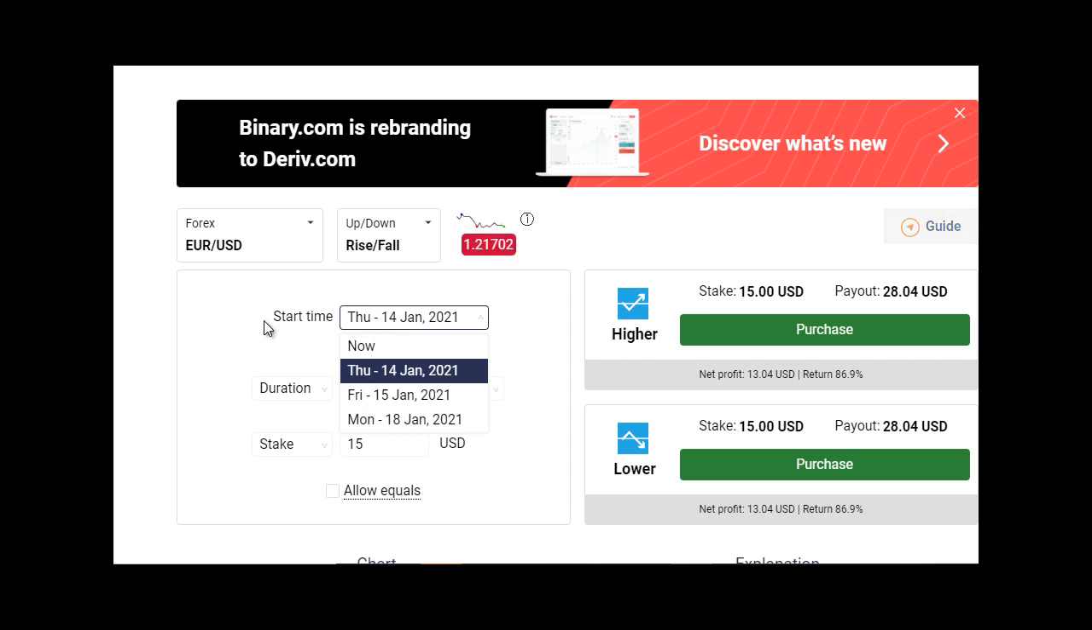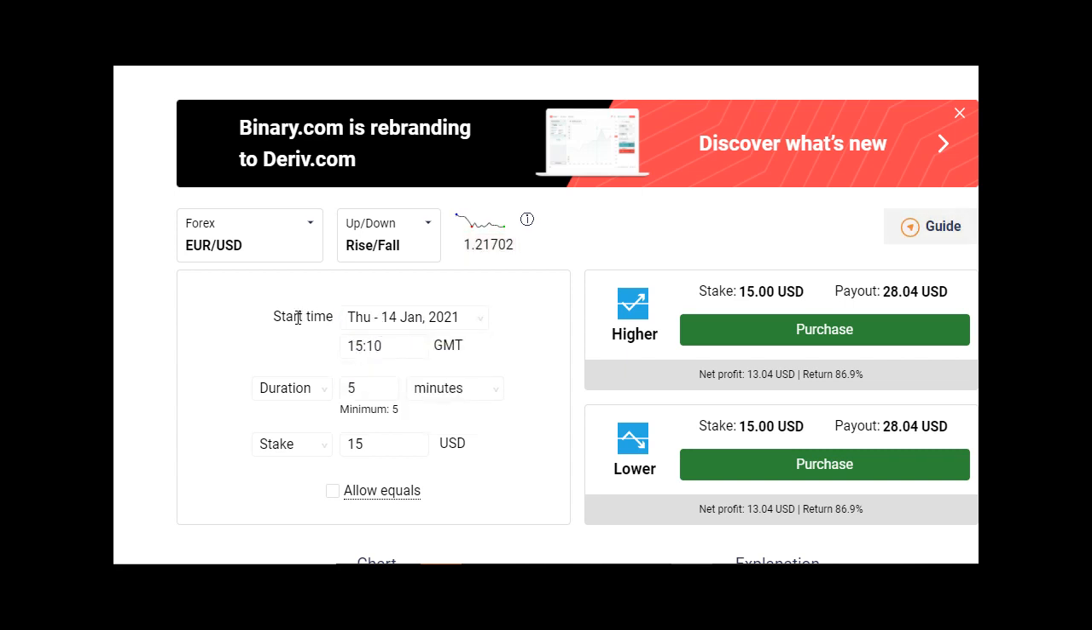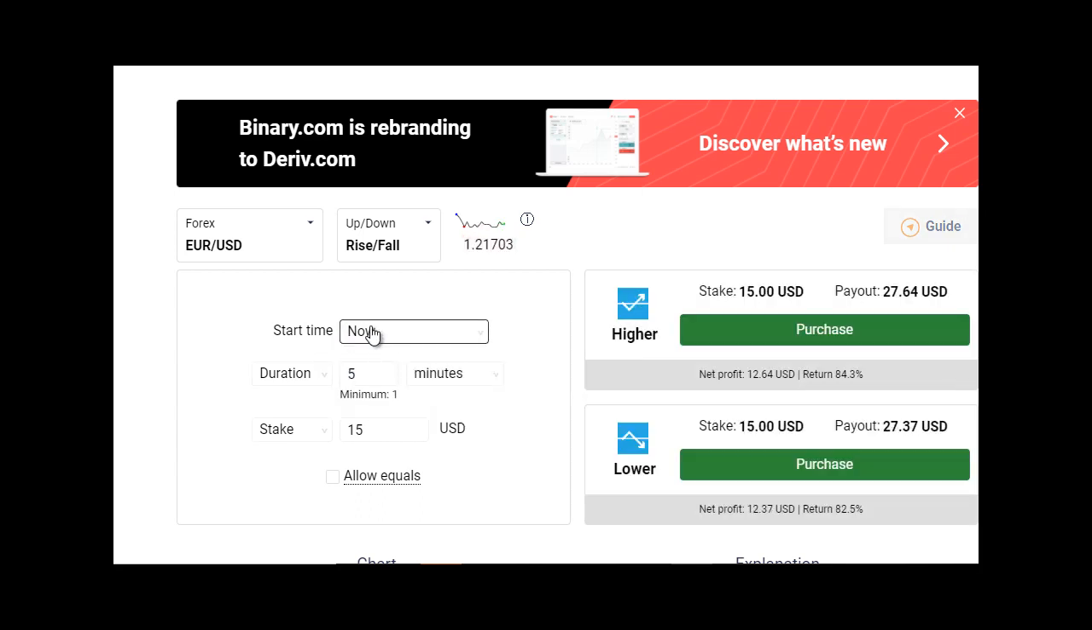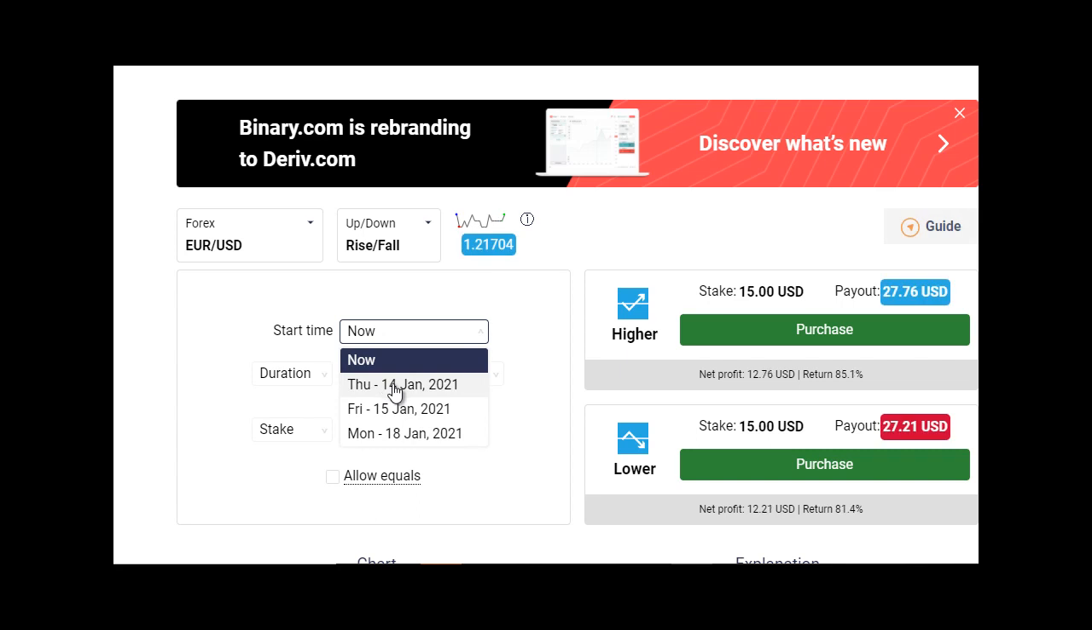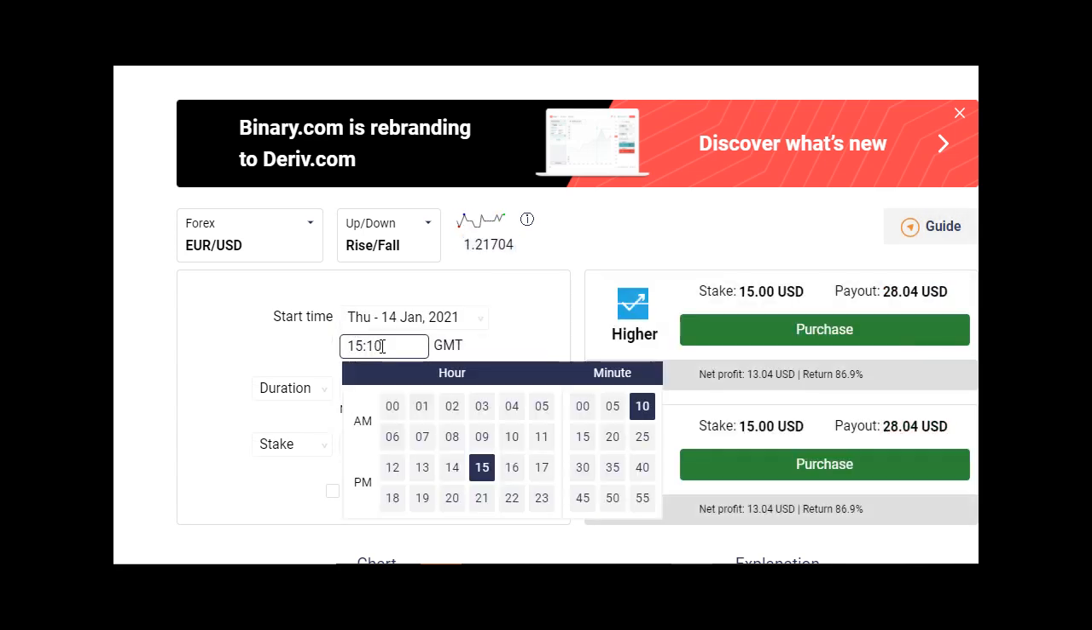So you have to click on where it says start time, that place written now. You know, when you look at it, it shows this way. Click on this now, then choose the date, which is the 14th, the date of that day you are to trade, then the time here. Remember, binary.com is in GMT, Nigeria is in GMT plus 1. What that means is that you have to subtract 1 hour from every time.